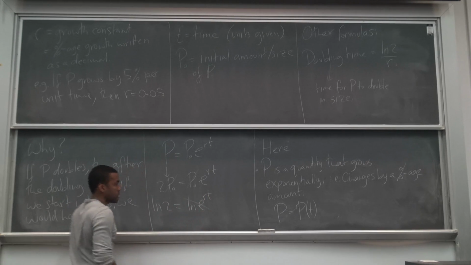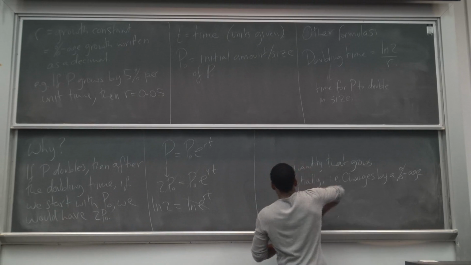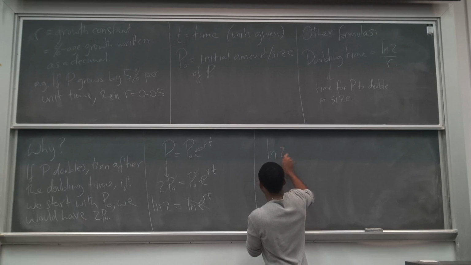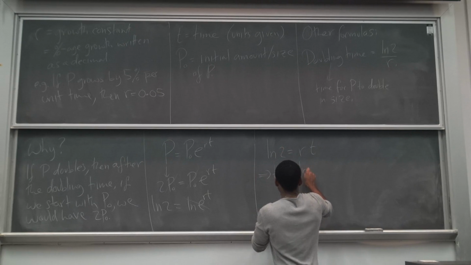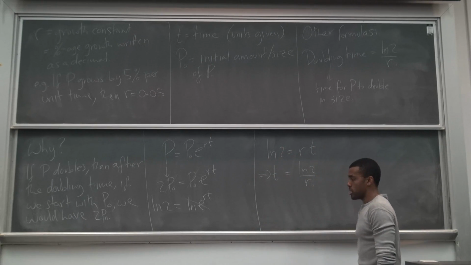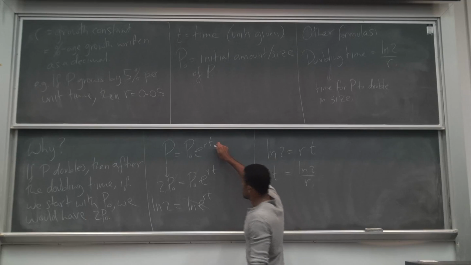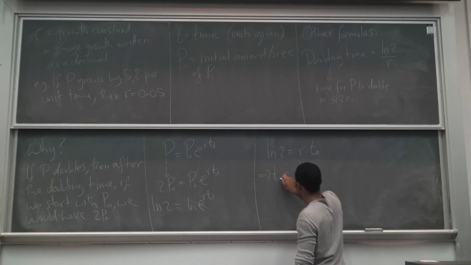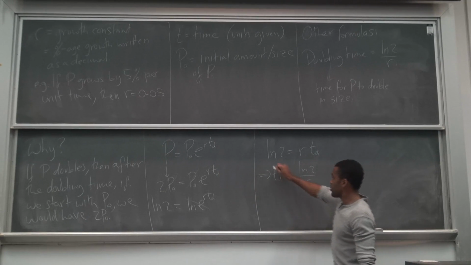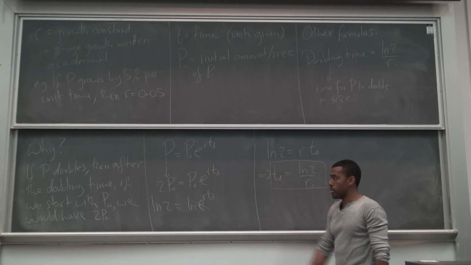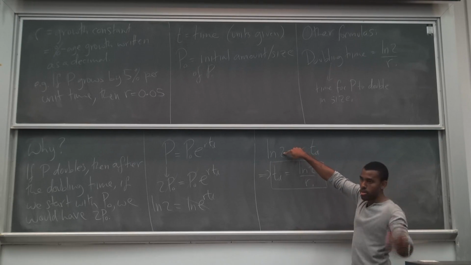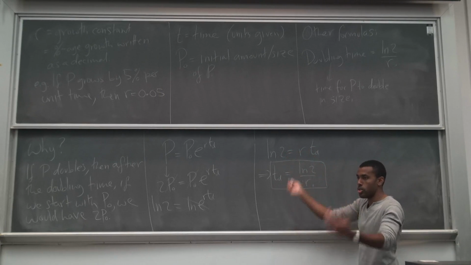Here, ln would cancel E. And ln2 is equal to R times T. In other words, T is equal to ln2 over R. So the time to double will always be ln2 over R. I might call this TD for emphasis, to say it's the time to double. And that is a formula that will always work with exponential growth. And by the way, there's nothing special about doubling. The time to triple would be ln3 over R. Time to quadruple is ln4 over R, and so on and so forth.